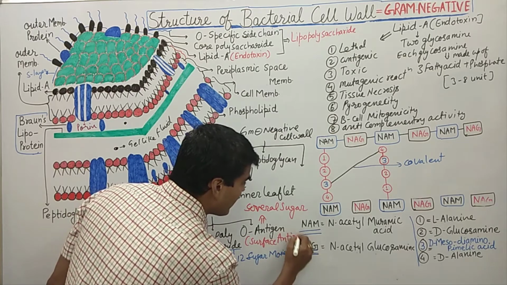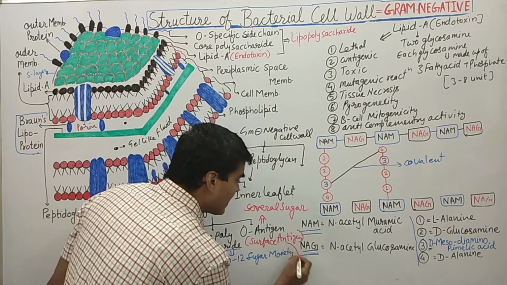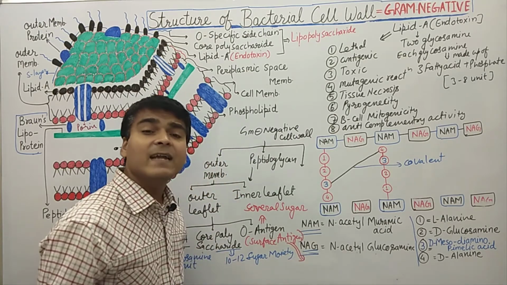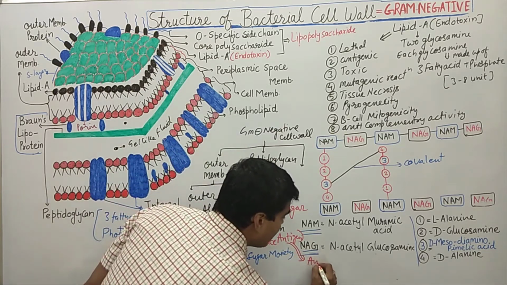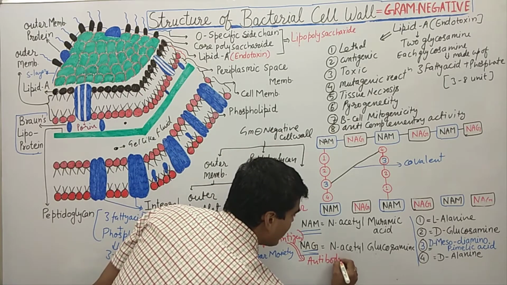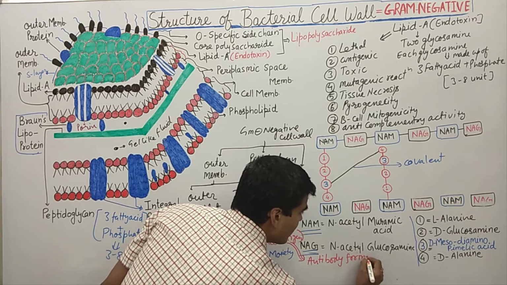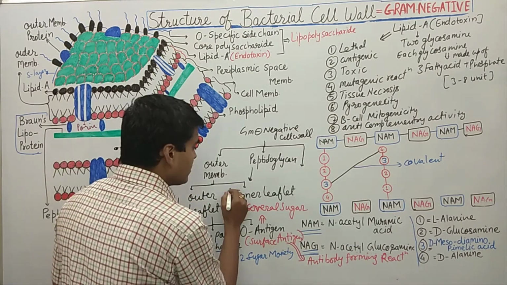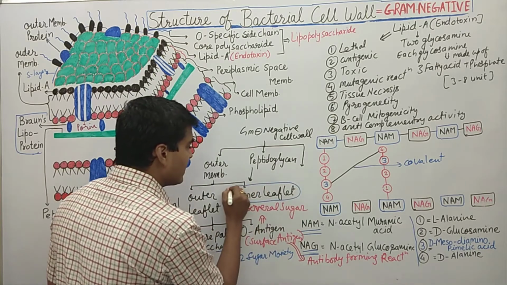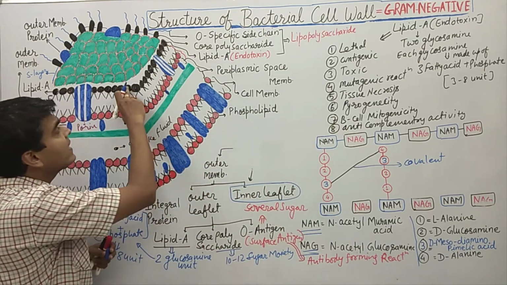As it works as an antigen, it can induce antibody forming reactions. Okay, clear everyone? So these are the structures of the outer leaflet. Now just look at the structure of the inner leaflet. So this is the structure of the gram negative bacteria outer membrane.